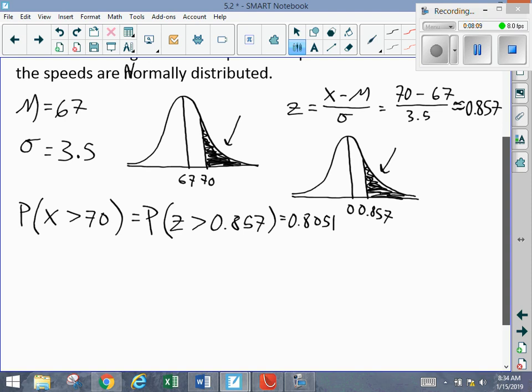This right here, ladies and gentlemen, is your answer. So the probability that someone is going 70 miles per hour or faster is 0.8051. So in other words, if we were to put it in context and think about it, right?